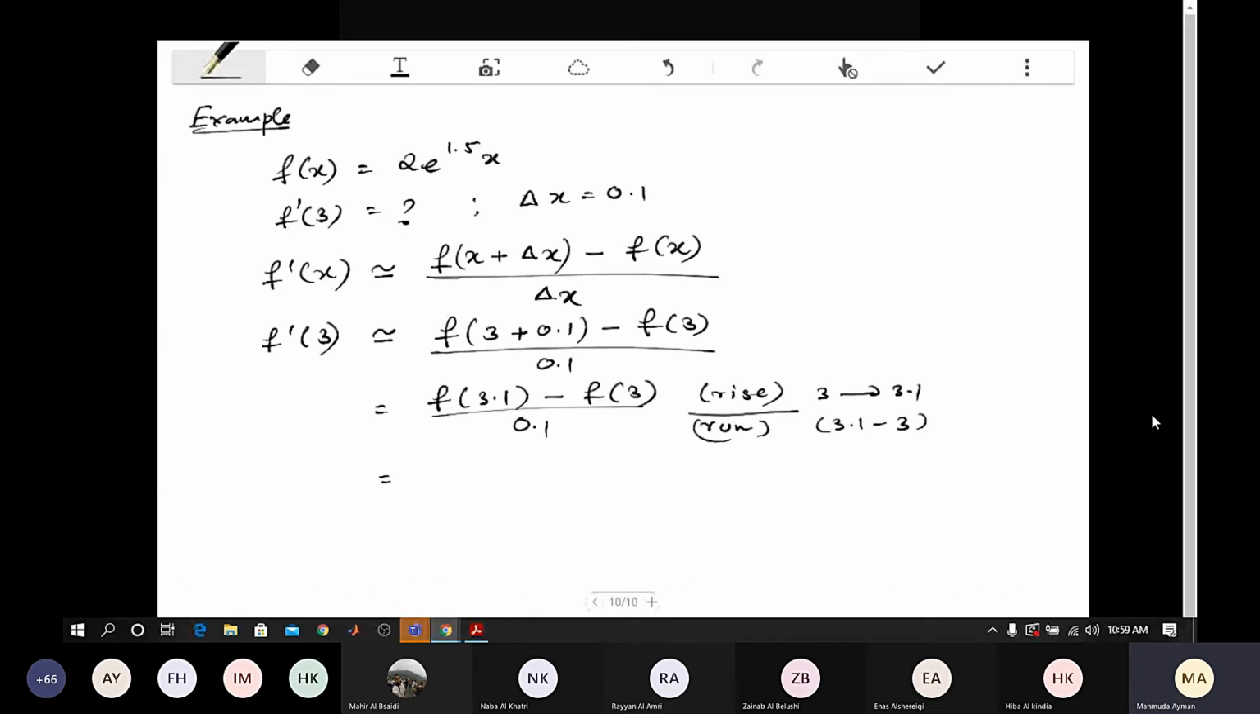So here we have 2 times e raised to the power 1.5 times 3.1 minus 2 times e to the power 1.5 times 3, divided by 0.1. And that gives us the approximated value of 291.35 for the derivative of the function given here.